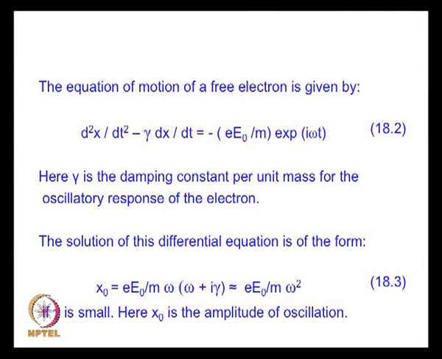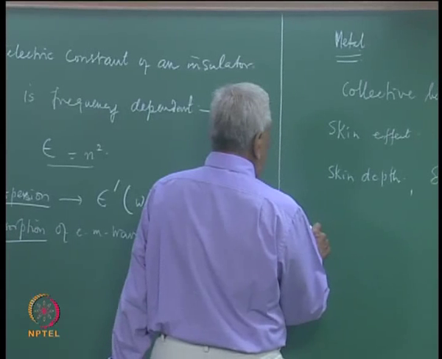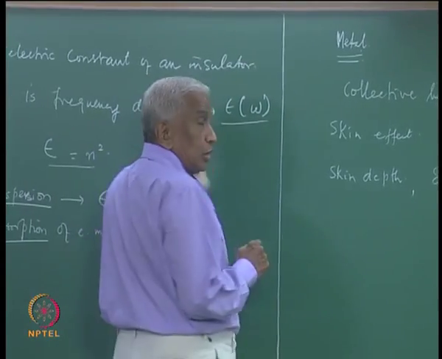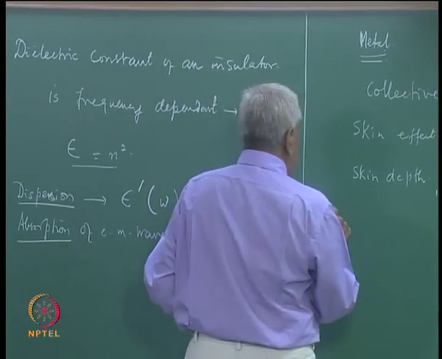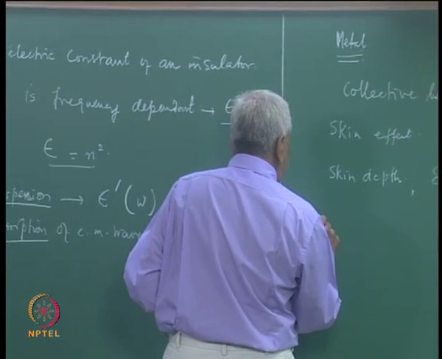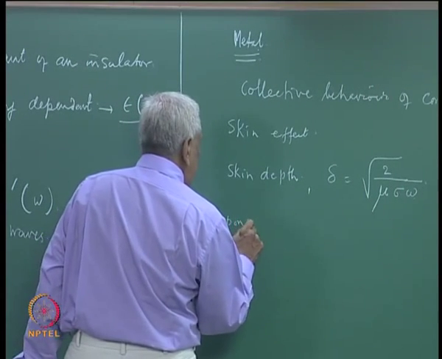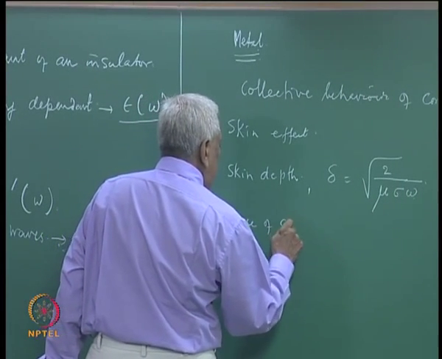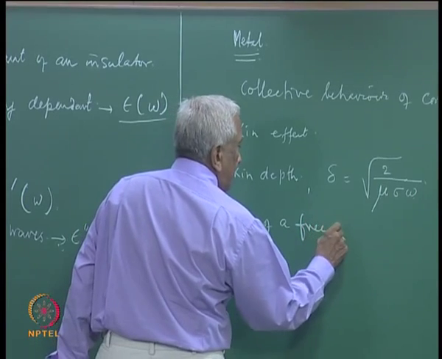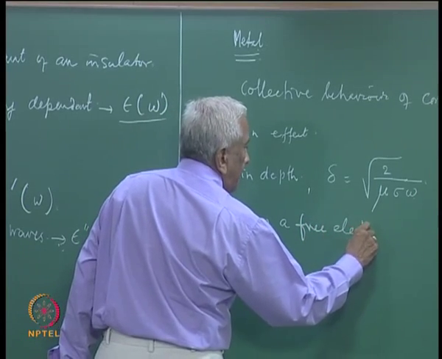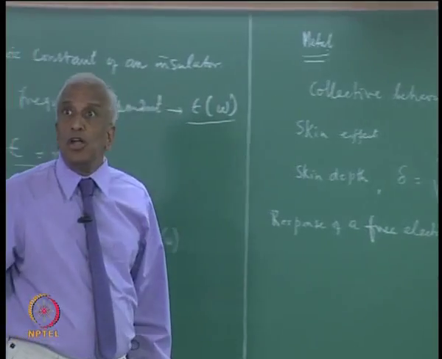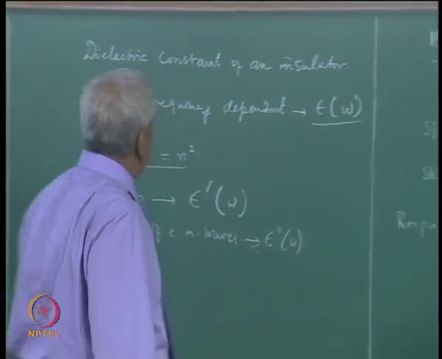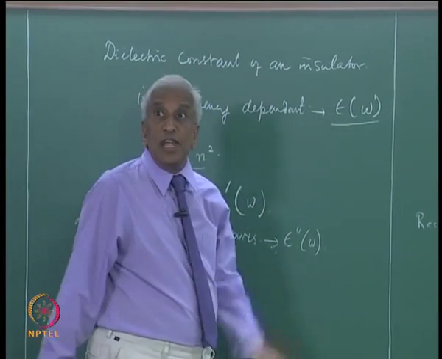Going back to our discussion of the response of a free electron, unlike the response of a bound electron in an insulator, in what way is it different from that of a bound electron in an insulator?